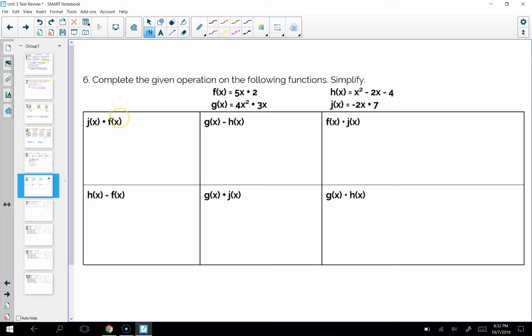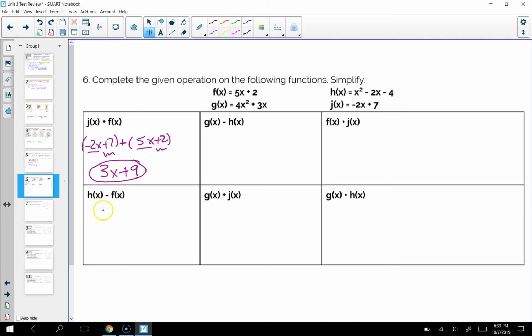J plus F. So make sure we write them in order. So J is negative 2x plus 7, once we add to that F, which is 5x plus 2. Okay, so we're just going to combine like terms. Negative 2 plus 5 gives me a positive 3. 7 plus 2 gives me 9. That's all we do there.